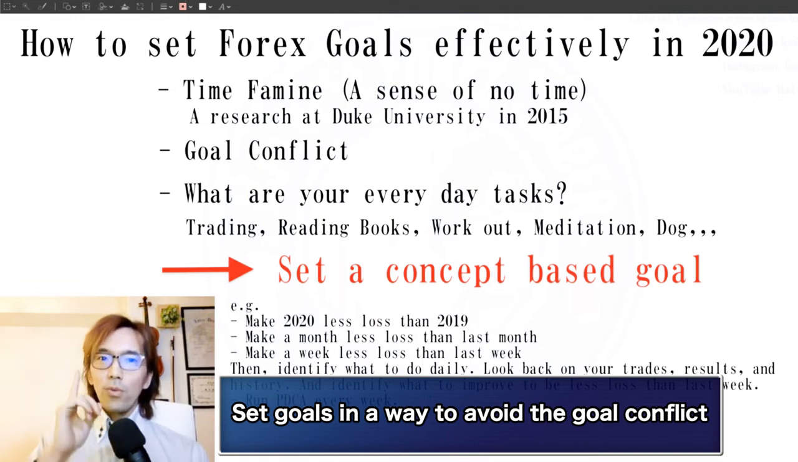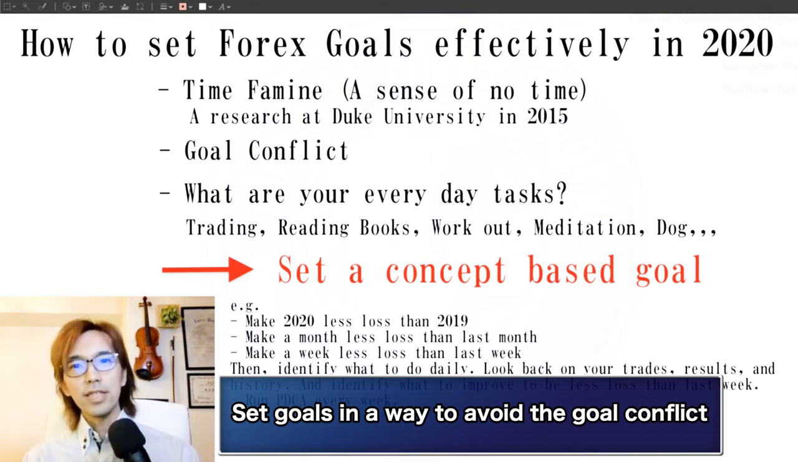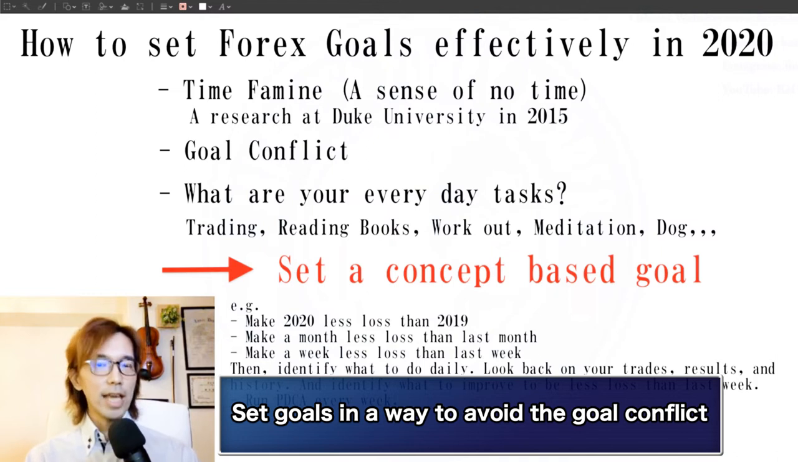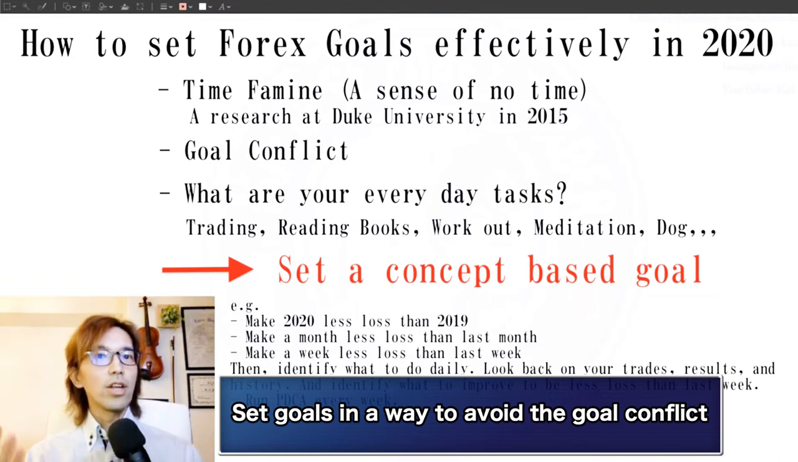Here's the point. When you set your own goals, you have to set them in a way that avoids goal conflict. That's what the researchers say. Goal conflict happens when you have multiple goals or multiple tasks. For example, in a day, you might have things to do at your job. You have to do this and this and also this before leaving the job. If you are a type of person who tries to do as many tasks as possible in a day or in a week, then you will also have a feeling that the tasks are not really going well, that you're not really achieving the goals. And this is exactly when you are in time conflict and you cannot be time efficient that way.